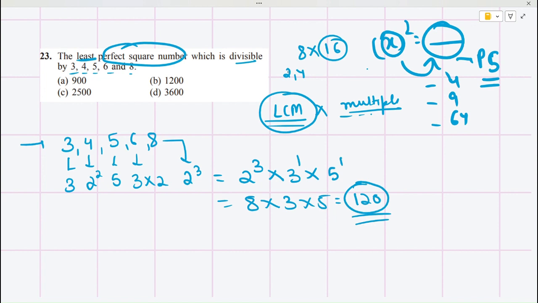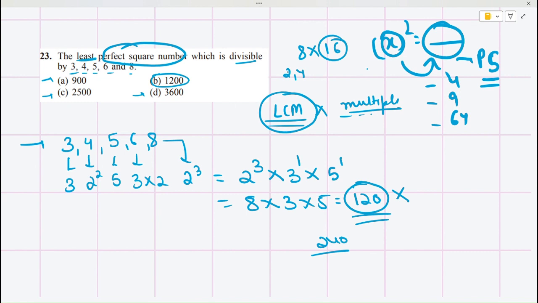Then they say we need a least perfect square number, which means now we'll try to make multiples of 120 and then we need a perfect square number. So in this case, if you multiply this by 2, we'll have 240. Now 240 is not a perfect square number. We can also try with the options. For example, here we can see that 900 and 2500, and even 3600, like these three options. 1200 is not a perfect square number, so we don't need to check that. So we have 900, 2500 and 3600. These are three perfect squares present here and they are saying least.